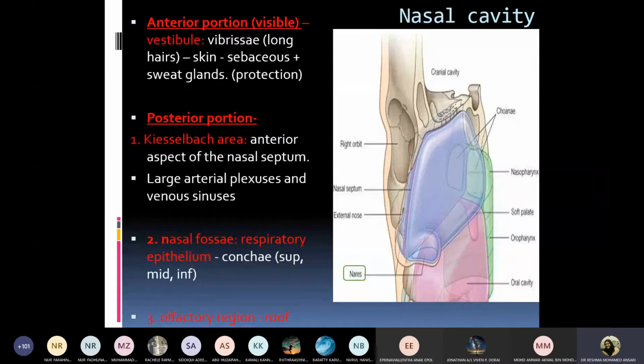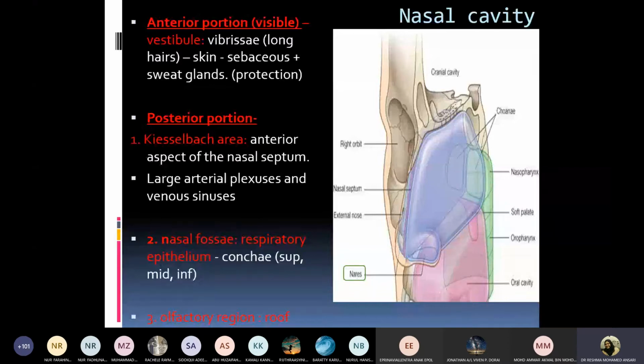The whole part of the nasal cavity which is not visible to our eye is called the posterior portion. Of this posterior portion, we again divide it into the anterior-most Kieselbach area, then nasal fossa and olfactory region. What is Kieselbach area? I think Dr. Atika would have touched this up for you. It is the area of anastomosis of the arteries of the nose. Whenever we have large arterial and venous plexuses, this is also a very nice point to humidify your air. So this Kieselbach area is the common area for epistaxis.